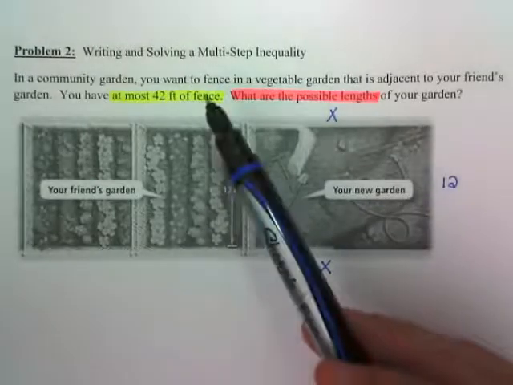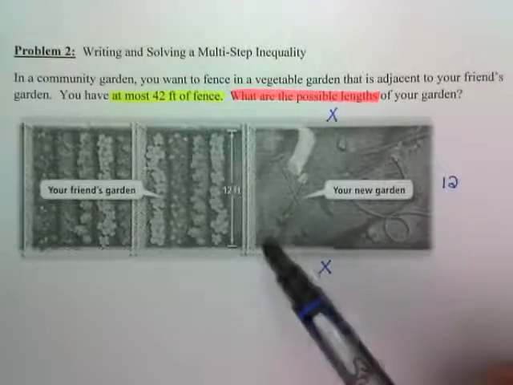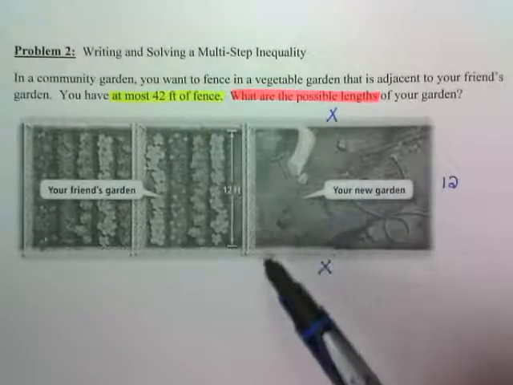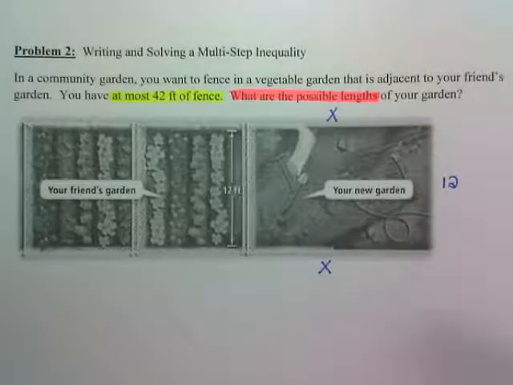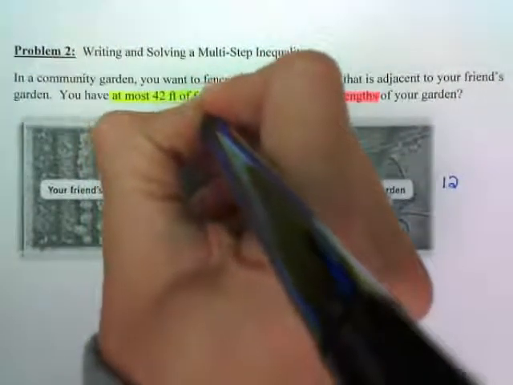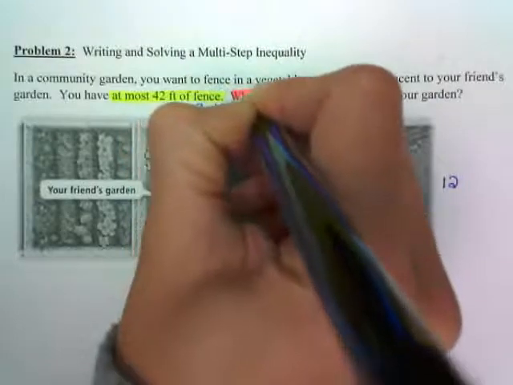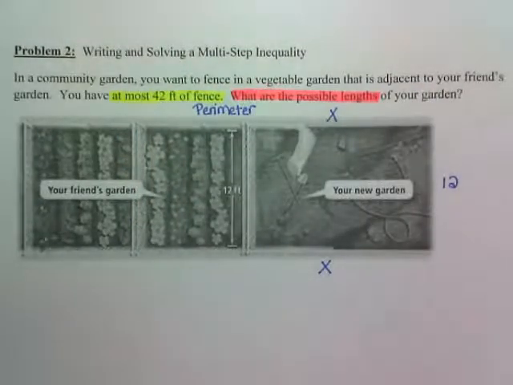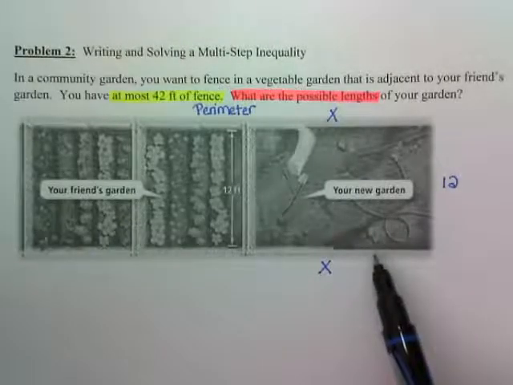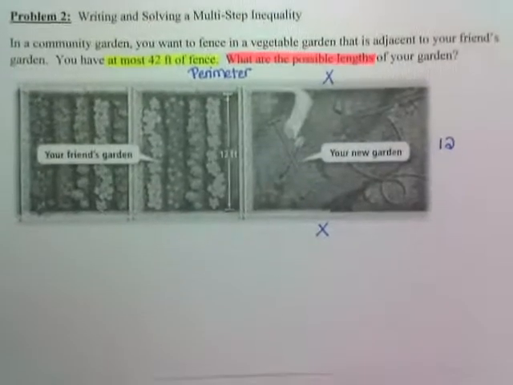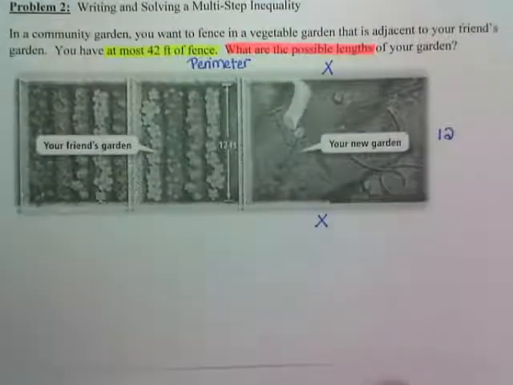Now, we are fencing. We're talking about putting a fence around the edge of your garden. So what vocabulary term do we use when we talk about the edge of our shapes? We're talking about perimeter. We need to know the perimeter of our garden to know if we have enough fencing or to know how long our garden is allowed to be with the amount of fencing we've been given. So, how do you find perimeter? Well, most people will say add all the sides.